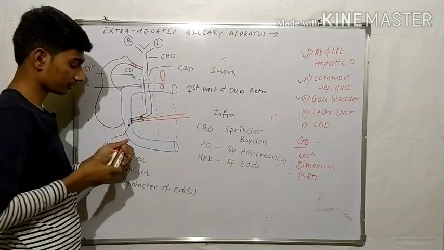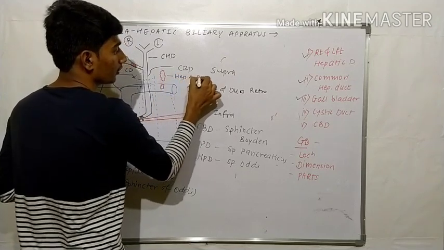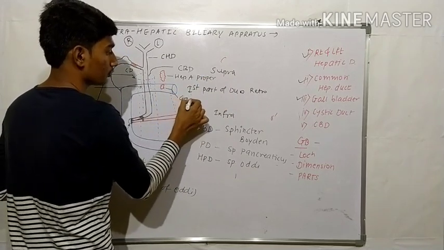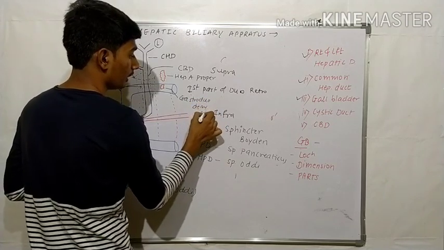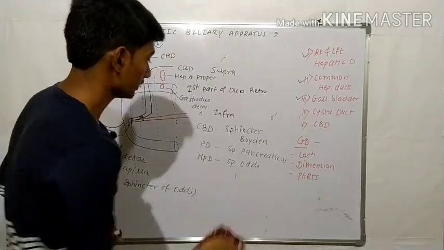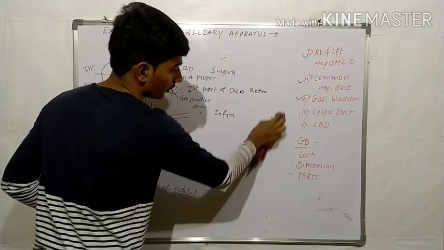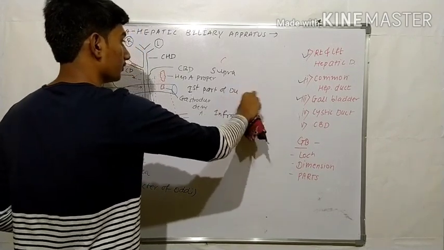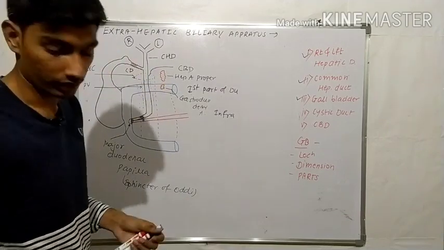This structure is the hepatic artery proper, and this is the gastroduodenal artery. Now we will study the relations of the supraduodenal, retroduodenal, and infraduodenal parts.